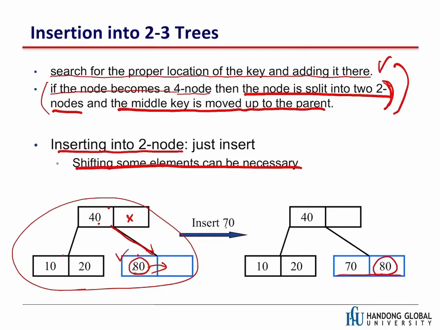So when we insert one data into a 2 node, it's simple. Just insert it. Sometimes we need to shift, but still it's simple, right? So there is no problem. We don't change the structure at all.